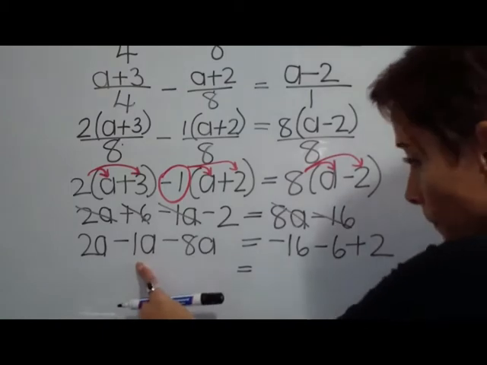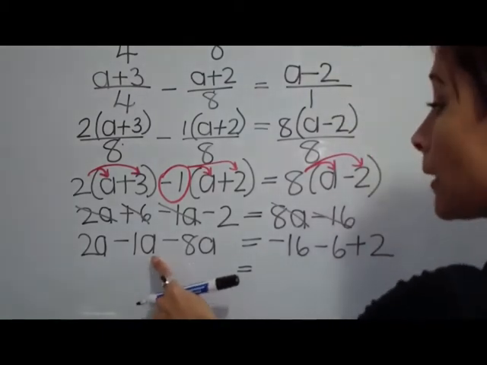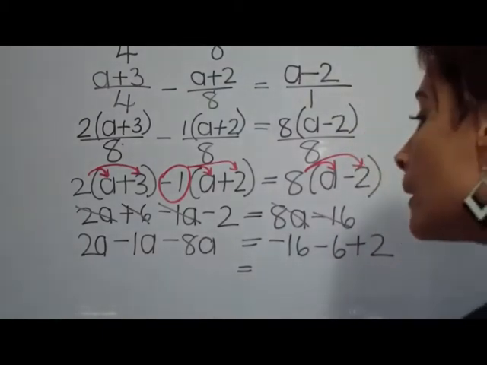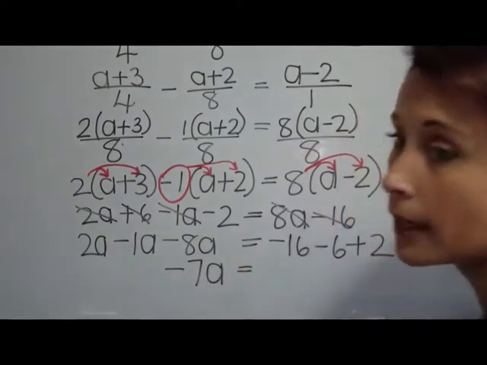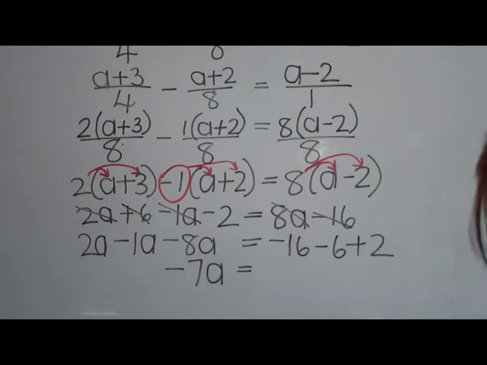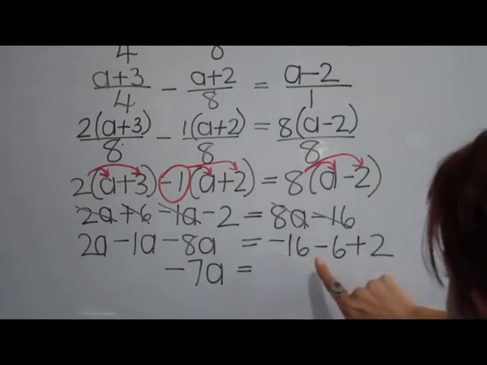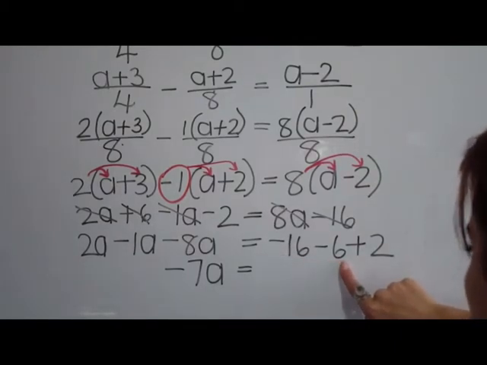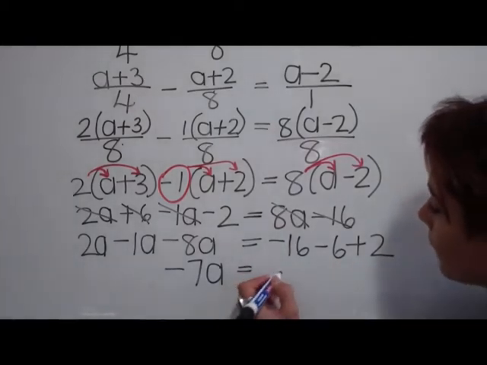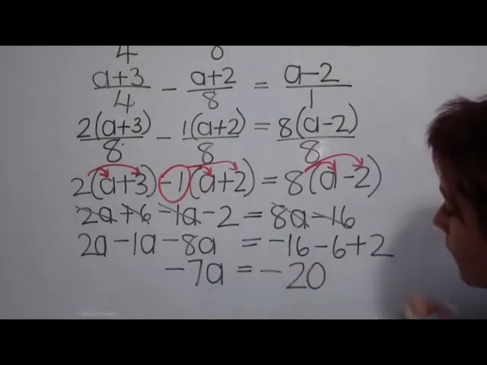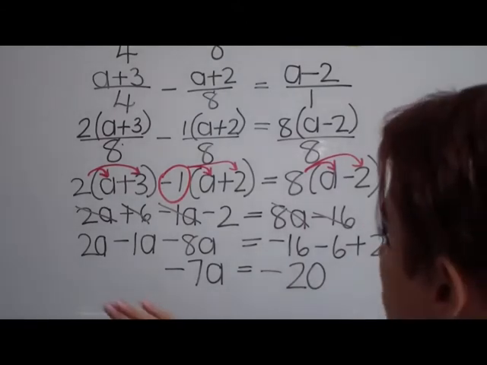2 take away 1, that is 1, and 1 take away 8, 1 minus 8 is negative 7a, guys, careful, it's negative 7a, and negative 16 minus 6, that's negative 22, and negative 22 plus 2, that is a negative 20. Beautiful, now we'll just check.